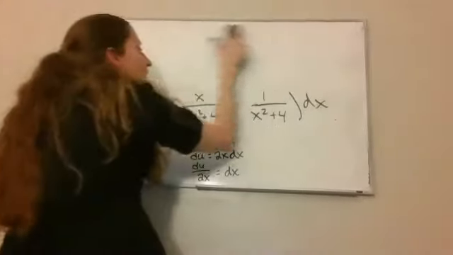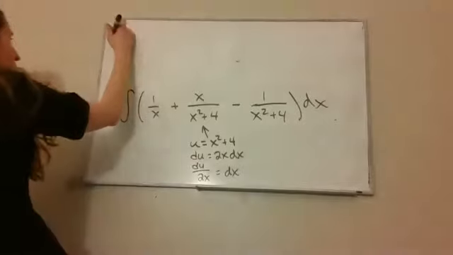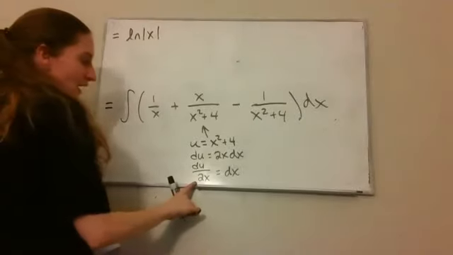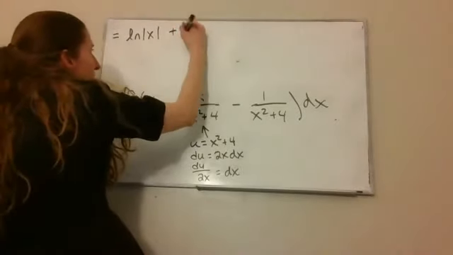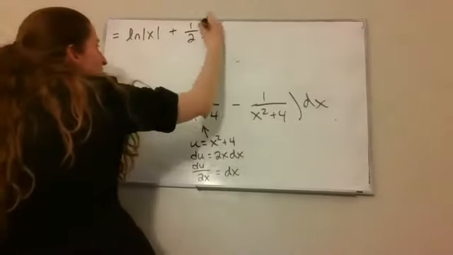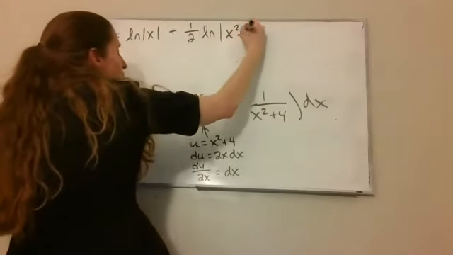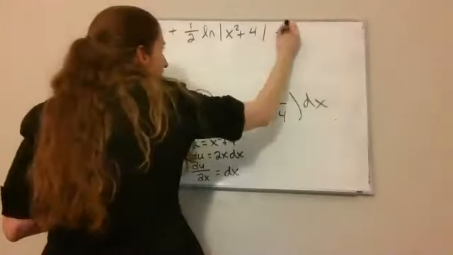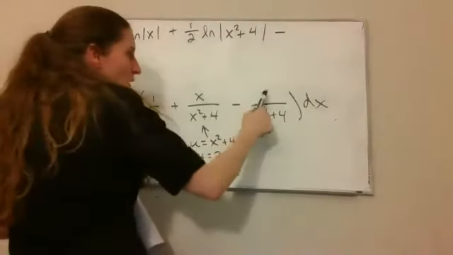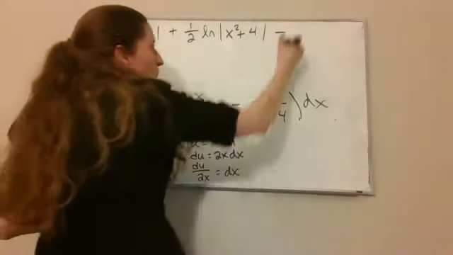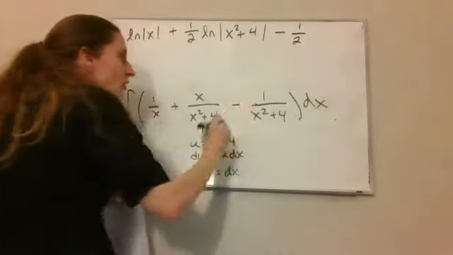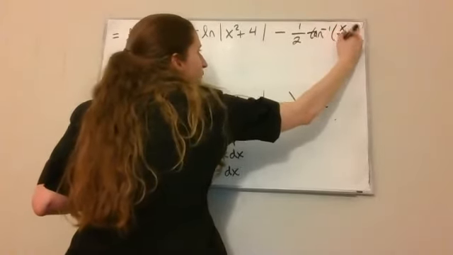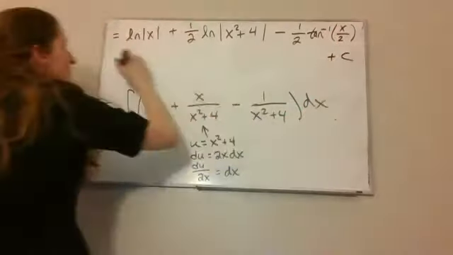So putting all of that together, antiderivative of the first guy, natural log absolute value x. For the second guy, we're going to have that 1/2 that shows up from our u substitution. And then I get natural log absolute value of my u, which was x squared plus 4. And then this last guy is an inverse tangent. It was a 1 over x squared plus a squared is 1 over a, so that's 1 over 2. Inverse tangent of x over a, that's x over 2, plus c.